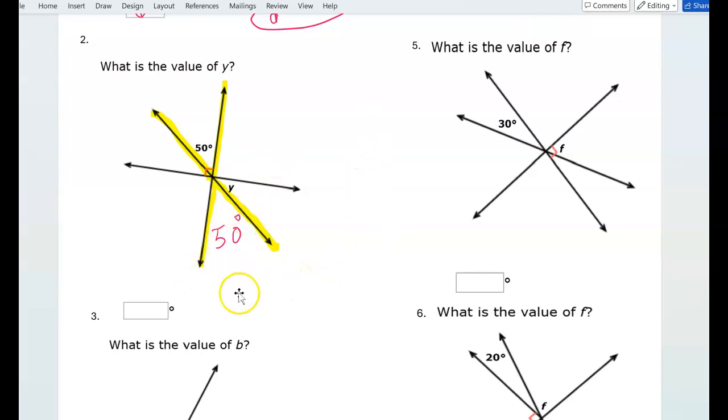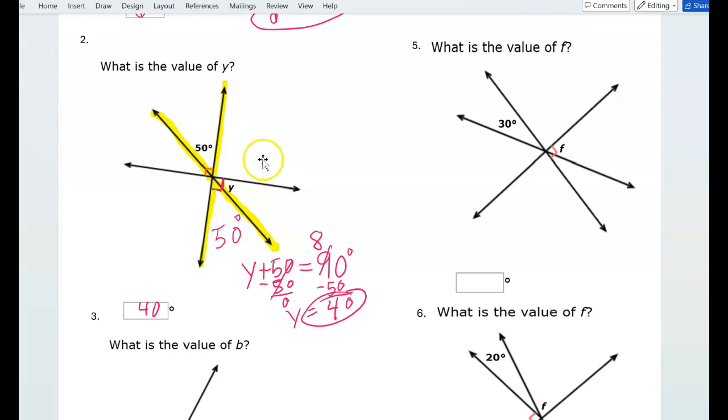Okay, so if this is 50, I'm thinking that this is a right angle too. So we could take 90, set it equal to 90, and you'd have Y plus 50. We're going to take the inverse operation, and what we do to one side of the equal sign, we do to the other. And so that gives us 40. Y equals 40 degrees.